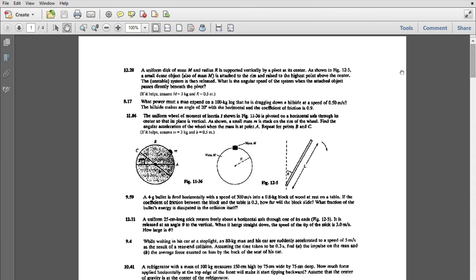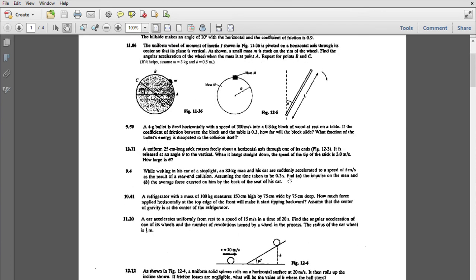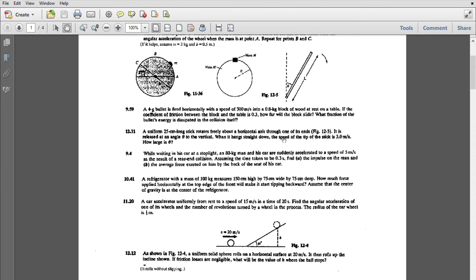All right. Next problem, 1211. This corresponds to this particular figure up here, and we answered this question also in a previous video that I made. It was on a different worksheet that we did, so I'm going to skip that one about the stick right there.